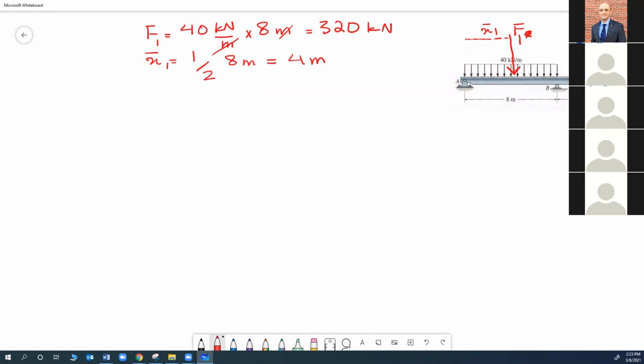So what I have, I transferred that into this: 320, 20, this moment, and B and A. So one step at a time, right? This is what I've done so far.